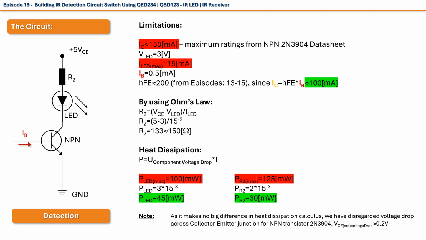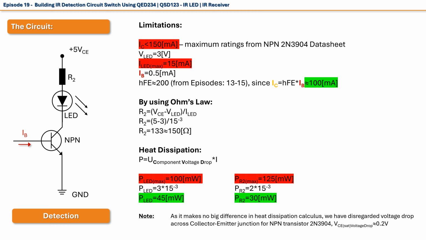For an HFE parameter of 200, the resulting collector current will be approximately 100 mA. Since the load we wish to drive with this configuration is a simple indicator LED, we must limit the current to less than 20 mA.